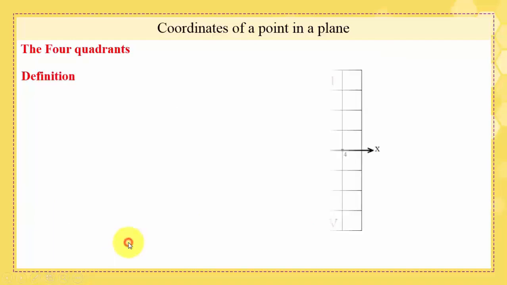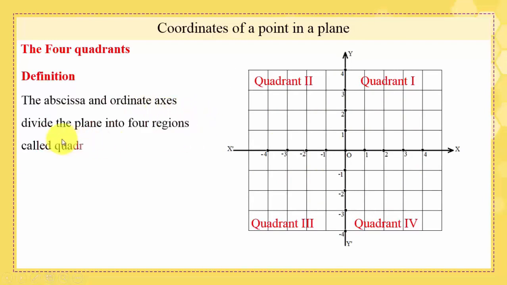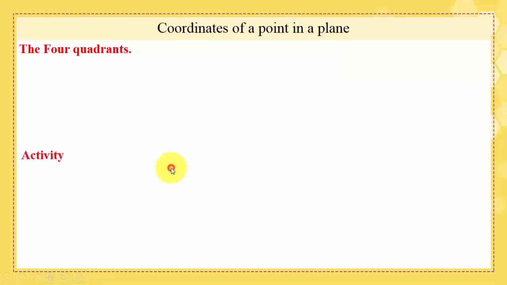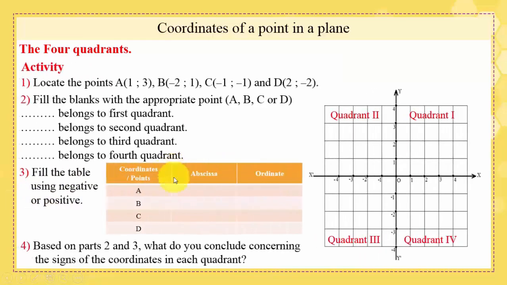The four quadrants. Definition. This orthonormal system is separated into 4 quadrants: quadrant 1, 2, 3, 4. The abscissa and ordinate axes divide the plane into 4 regions called quadrants. Activity. Locate the points. Fill in the blank. Fill the table. Please pause this video and try to solve the application.